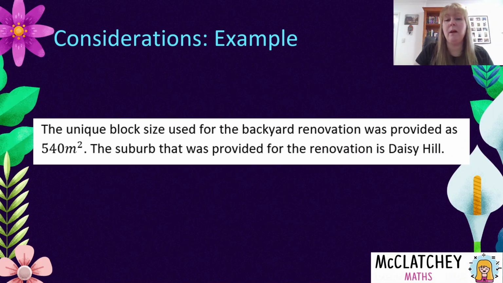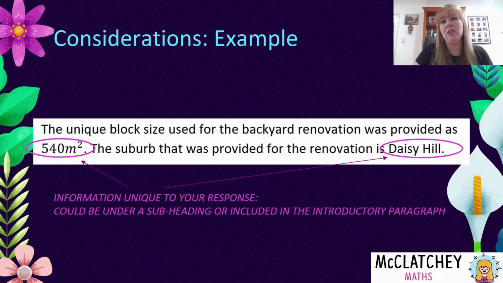You'll also notice on this one, somebody's talked about their unique block size. So they didn't have to do any sampling at all for this particular type of assignment, but they did have some unique information that was specified just for them. They had a unique block size and they were provided a suburb to do a renovation in, Daisy Hill. So you'll notice that this unique information to their assignment could be put under a consideration subheading, but personally, if that's all you're going to be putting under considerations, I would actually include that in my introduction paragraph instead. Considerations, really, if you're going to have a subheading for one sentence, not really worth it. So put it in the introduction instead.